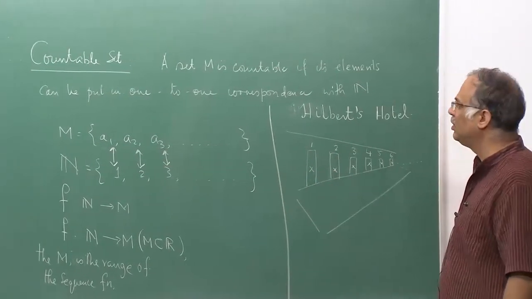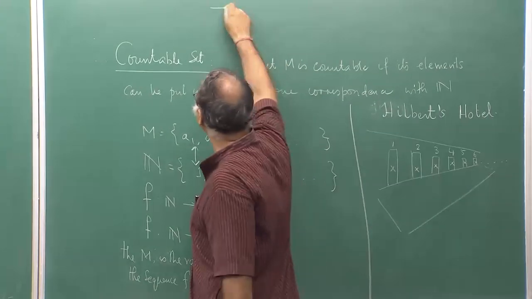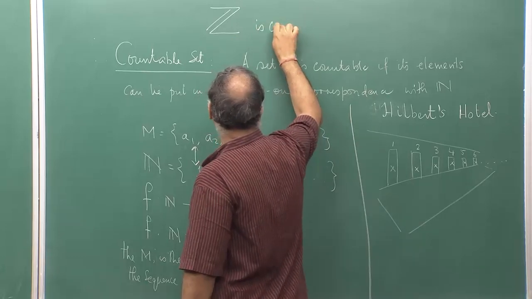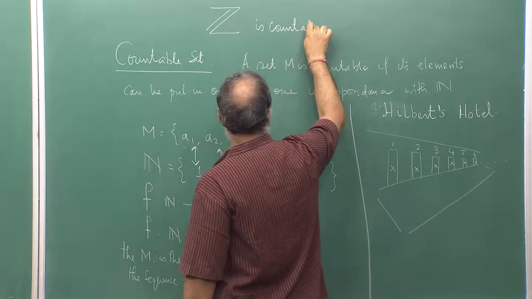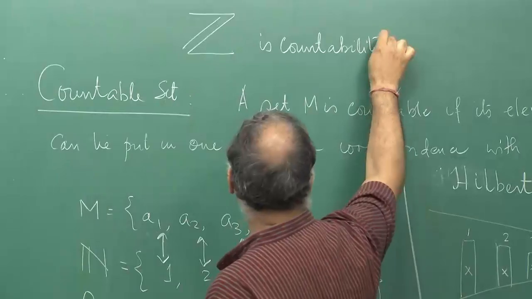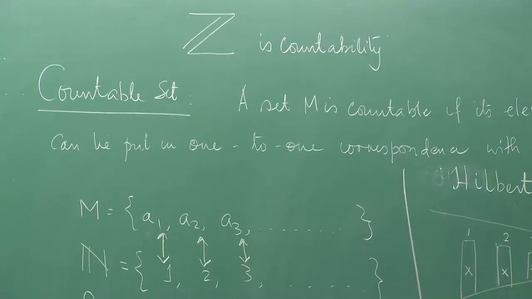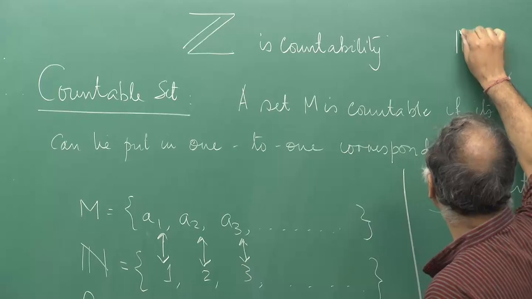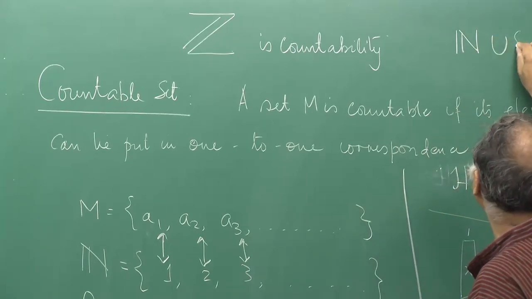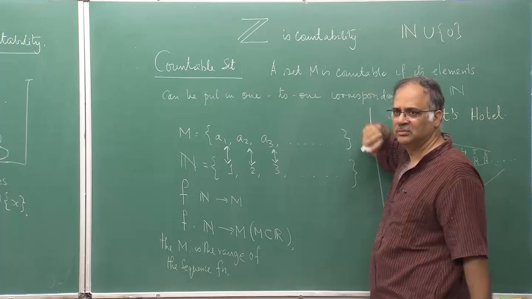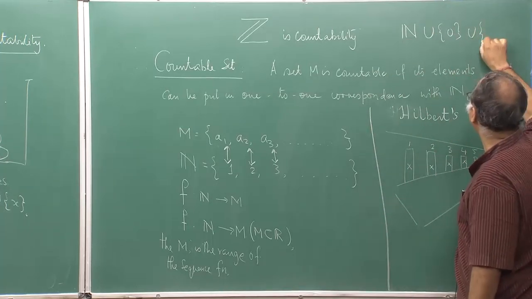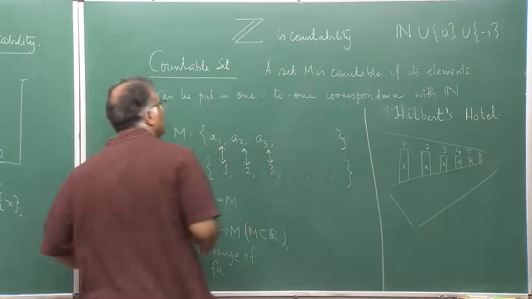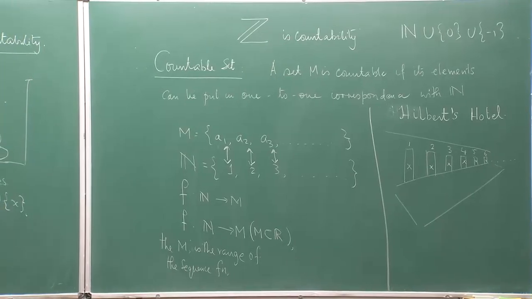Now, what about Z, the set of integers? Of course, this is countable. So how do you prove its countability? Just apply the Hilbert's Hotel principle. Once you have N, which is obviously countable, N union 0 is countable. So this is a countable set. So N union minus 1 is countable and so on. This Hilbert's Hotel principle will actually prove the countability of all those things. So Z is countable.